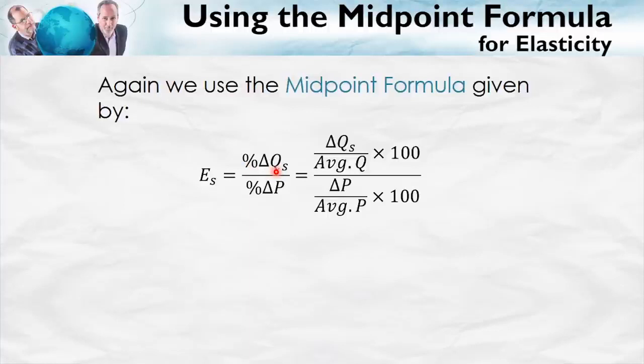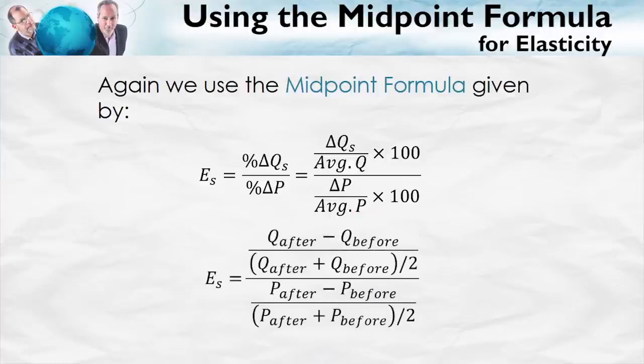So the percentage change in quantity supplied is the change in quantity supplied divided by the average quantity times 100. The percentage change in price is the change in price divided by the average price times 100. The hundreds cancel out. So we're left with this formula where the change in quantity is quantity after minus quantity before over the average quantity. Price after minus price before over the average price.